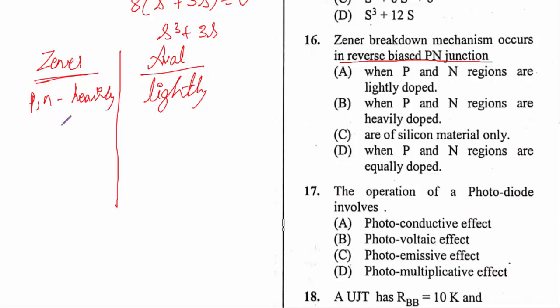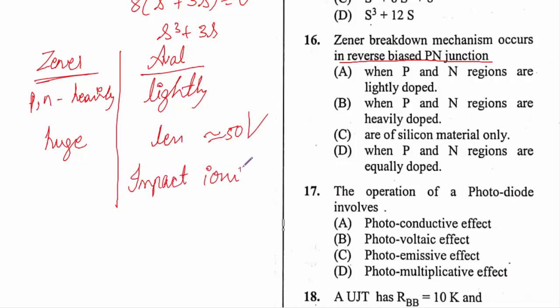And one more thing, for a Zener breakdown to take place, you require a huge value. For an avalanche breakdown to take place, you require a less value of the order of 50 volts. The third difference is one process will be there, that is impact ionization. Impact ionization, nothing but the electrons are undergoing huge electric field and the collision is going to take place, and that process is called as impact ionization.